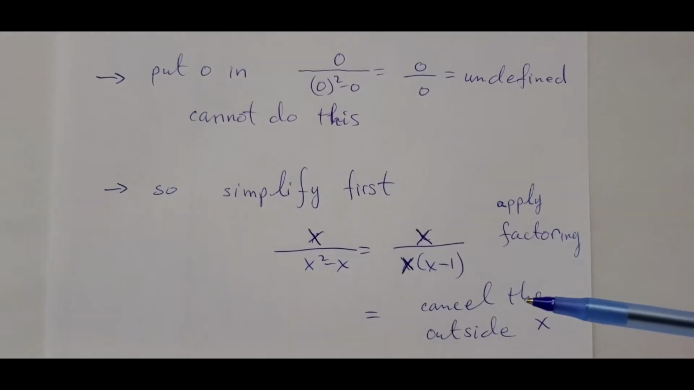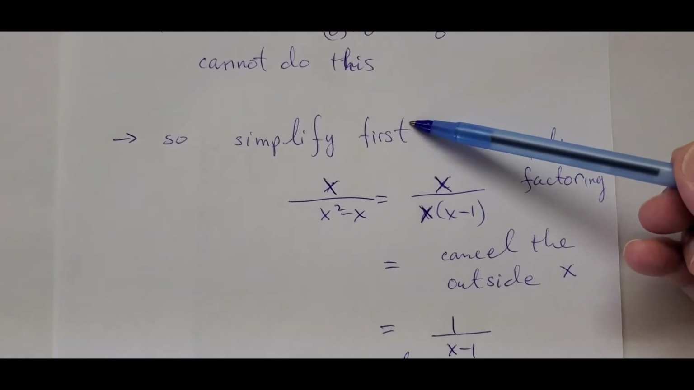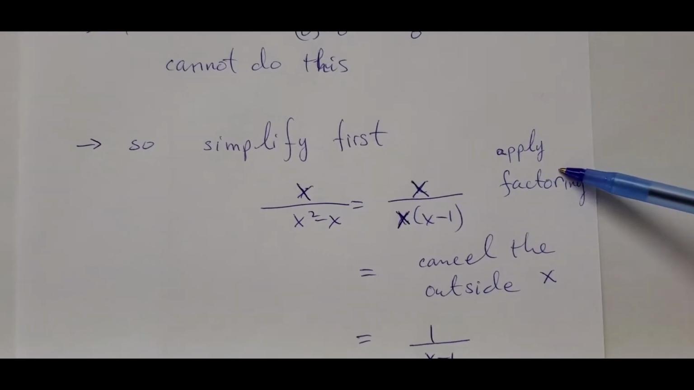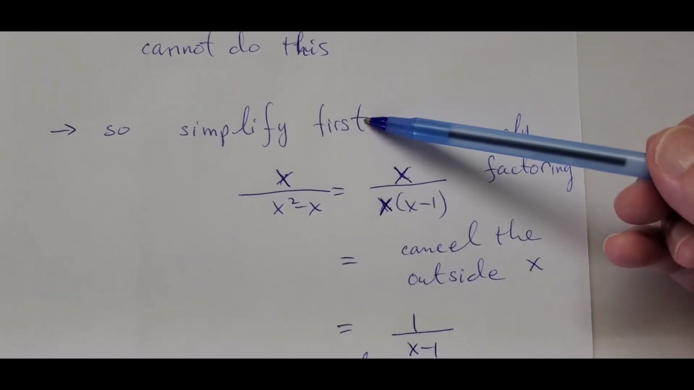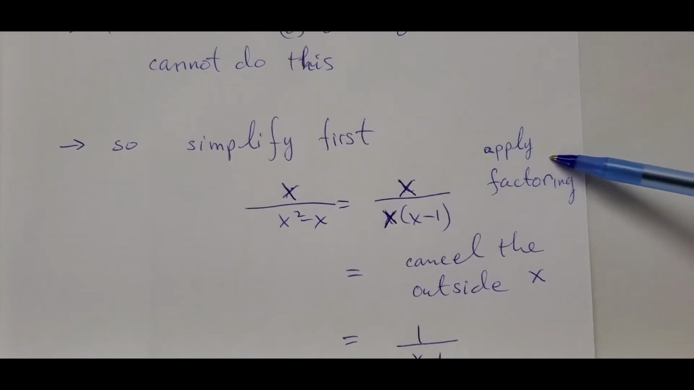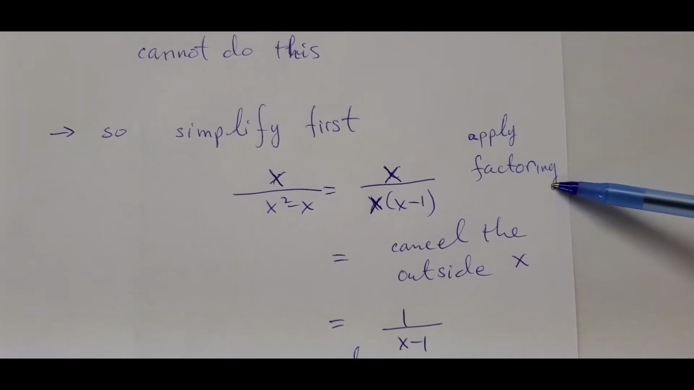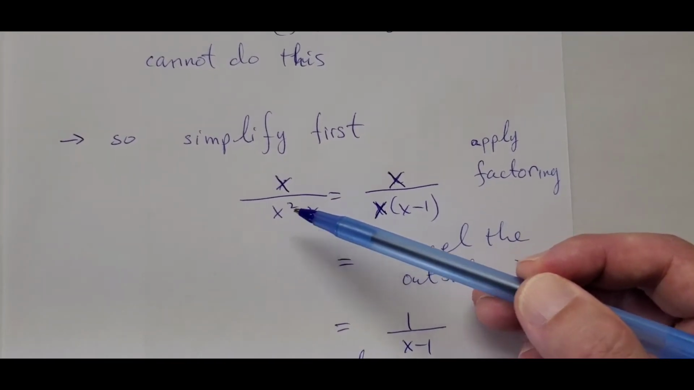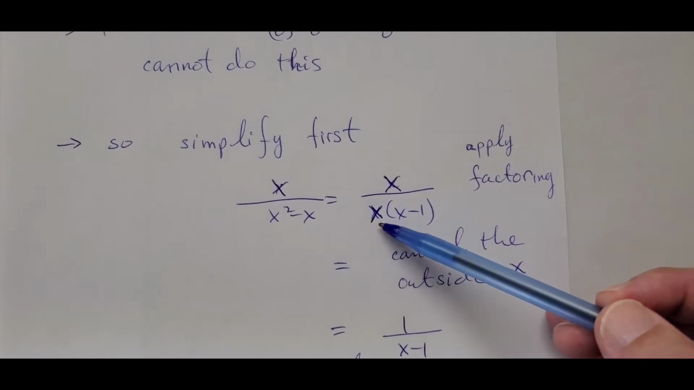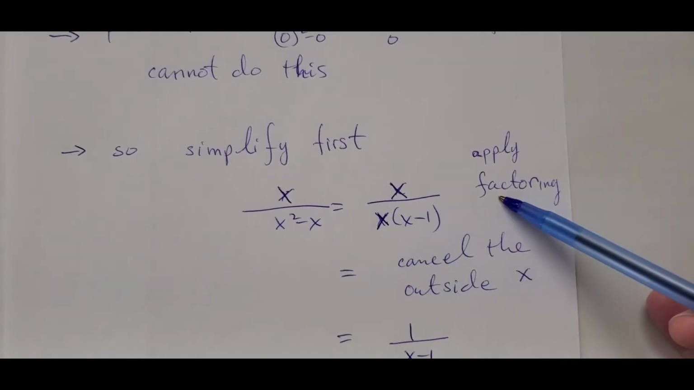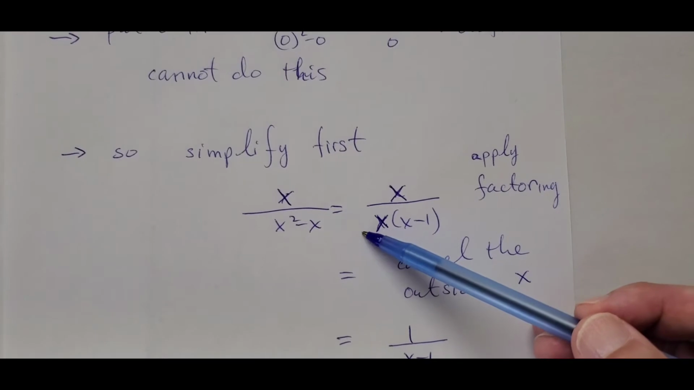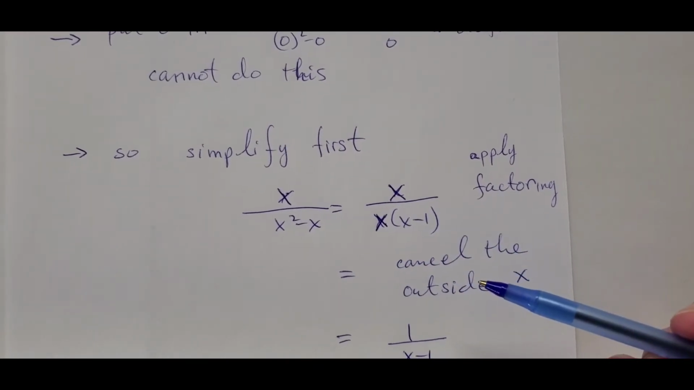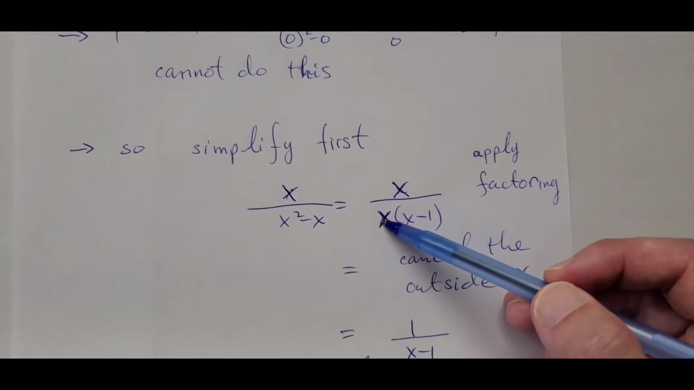The first thing we need to do is simplify this first. The only way to simplify this is to apply factoring. As you notice, here we have 2x and here I have 1x, so factor one of your x out. To make sure it is correctly factored, just multiply it back.